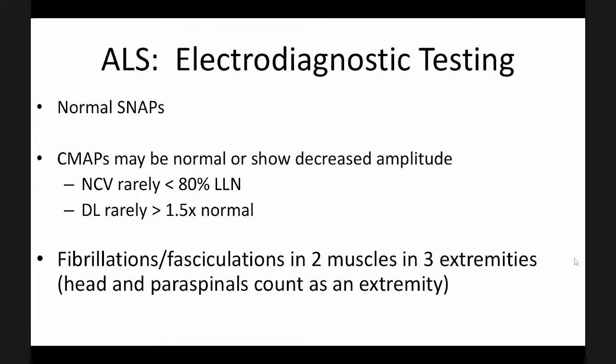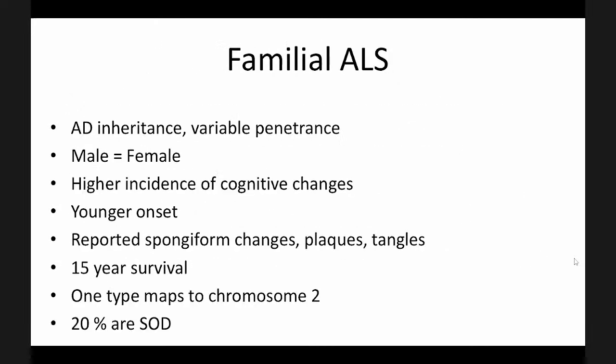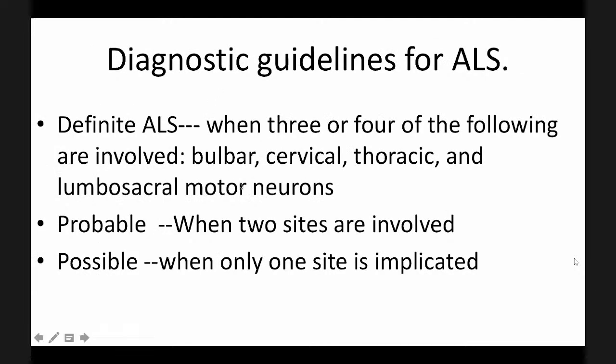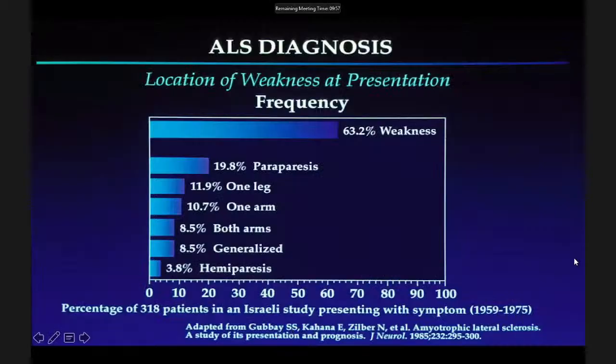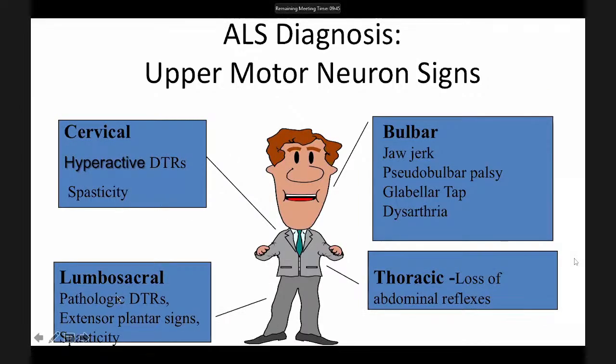So how do you diagnose? Simple test: normal SNAP, decreased compound motor action potential, and there is fibrillation and fasciculation in EMG. So this first slide is important. Diagnosis is also very important. We have all features, 3 or 4, in definitive ALS, probable and possible. What are the lower motor neuron features? They are loss of muscle strength, atrophy, fasciculation, and muscle cramp. Upper motor neuron involvement is cervical, lumbosacral, and bulbar, and bulbar is very important because it has poor prognosis in ALS.